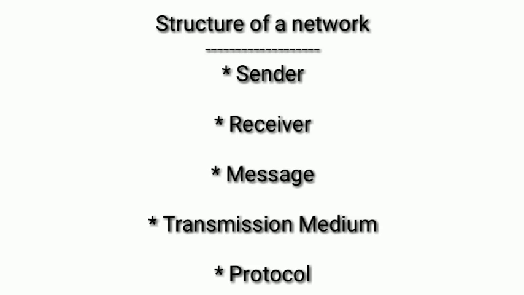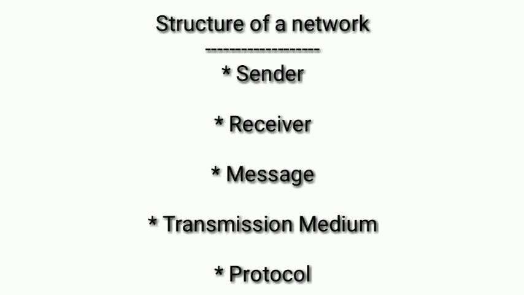This is another component in a network. Next component is transmission medium. A transmission medium is a physical path through which the data flows from sender to receiver. In between sender and receiver, there will be a transmission medium. It may be a cable or wire or wireless like radio waves, etc. Did you understand what I say? When we send a message from a sender to receiver, there will be a transmission medium. That is another component of a network.